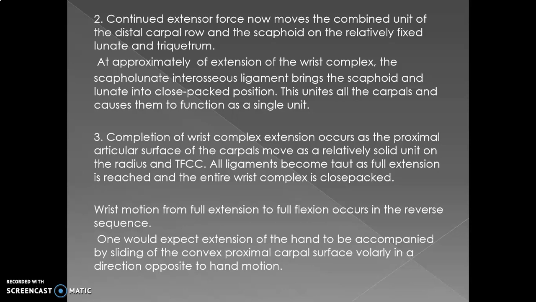All ligaments, just try with your hand now when I'm telling this, try full extension. When you reach full extension, you feel some kind of tightness. The muscles are tight and the ligaments are tight. There is a fully closed pack. This is called the fully closed pack position in the wrist joint. Okay, and this is the full flexion to extension motion.